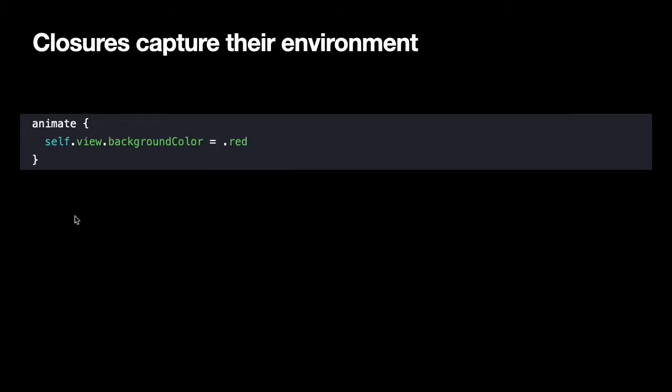Closures capture their environment. So here we're executing an animate method, and we're passing it a closure, and so the animate method might occur over the next couple of seconds as the animation is executed. However, inside the closure, we can still access properties that were in scope when we activated the closure. So we can still access self.view.backgroundColor and assign it.